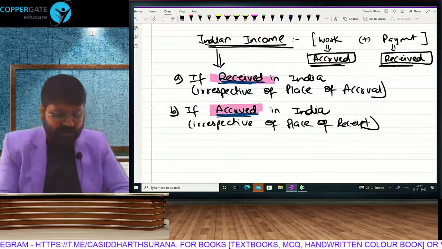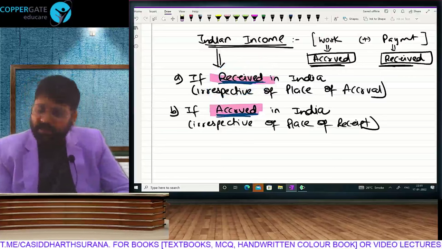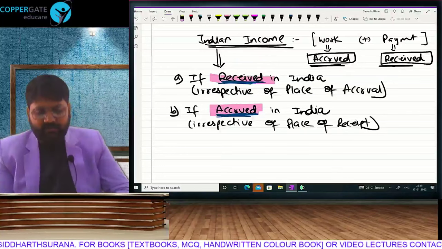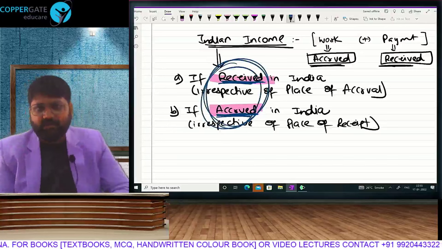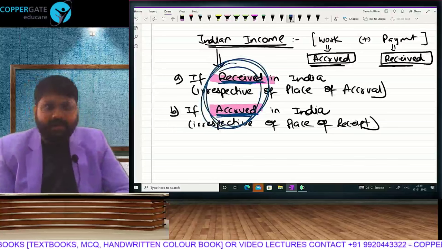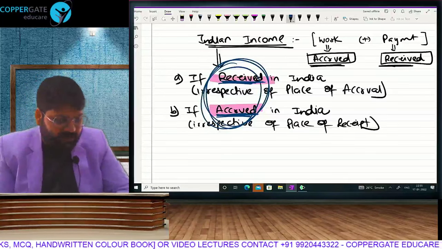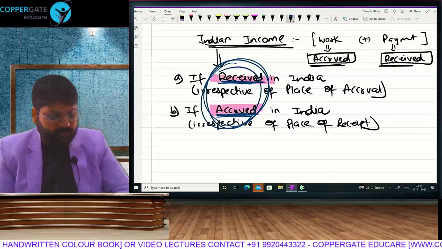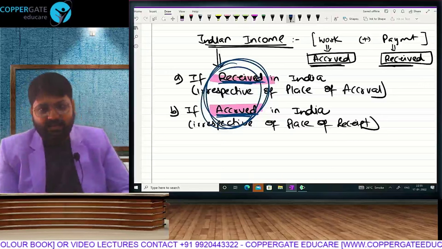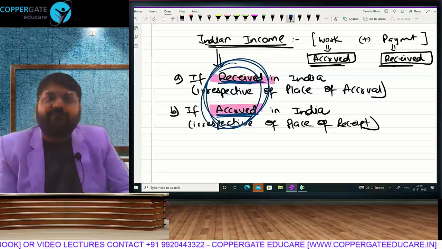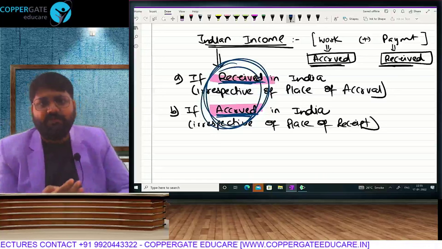And now the example of Donald Trump. Where is he working? America. And where is he getting paid? America. That means can I say receipt and accrual both are happening where? America. Receipt and accrual both are happening in America. So that will be treated as which income? Indian income or foreign income? Foreign income. And that will be taxable only if the assessee is resident. And if you are RNOR, then in that case only if the business or profession is controlled from India.